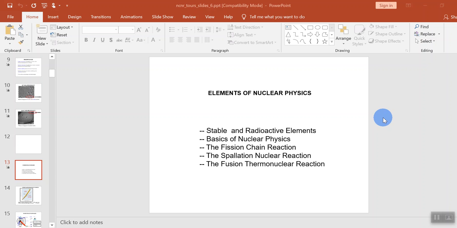Okay, let's start recording. This is Elements of Nuclear Physics. We'll cover some basics, like stable radioactive elements, basics of nuclear physics, and then we'll do the fission chain reaction, the spallation nuclear reaction, and the fusion thermonuclear reaction. So this is related to the atomic bomb, and this is related to the hydrogen bomb. But they're used to produce neutrons and so on.